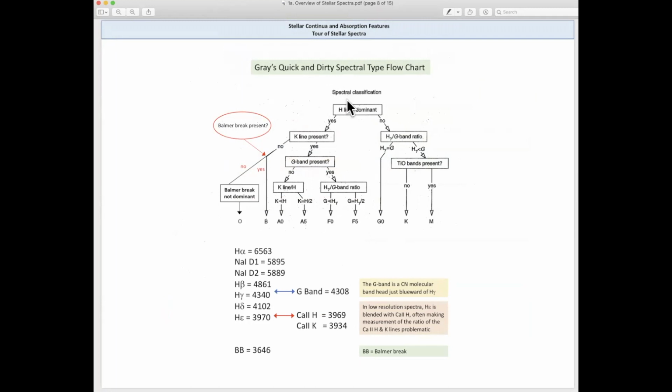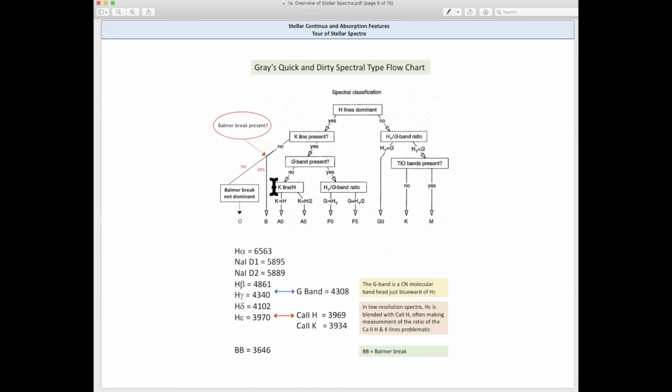Are there H lines? Yes or no? If there aren't, what's the ratio of the H gamma and the G band? Remember, they sit right next to each other. If they're about equal, you've got a G star. If the H gamma line is much smaller than the G band, then you're probably either a K or an M star. Do you have TiO bands? Yes or no? You're an M star. But it's very, very simple. And you can actually look at that page of spectra I showed you already, and you can see that this works quite well.